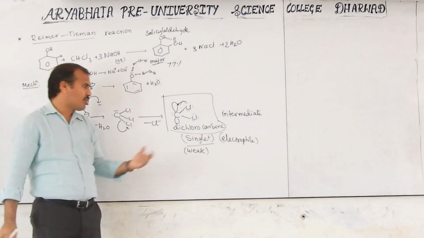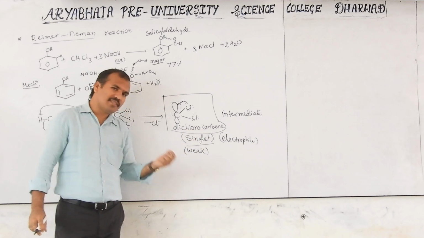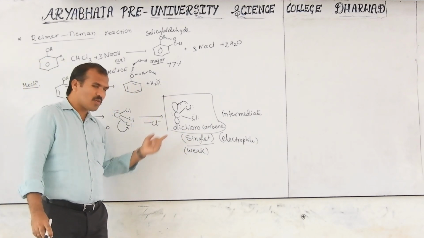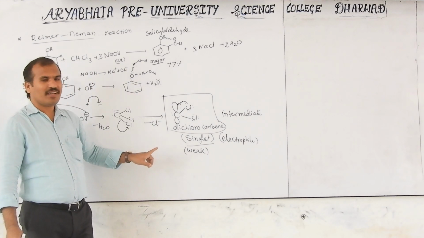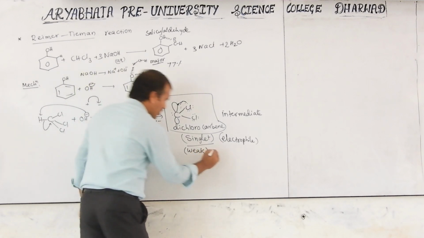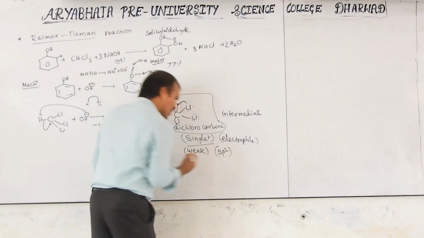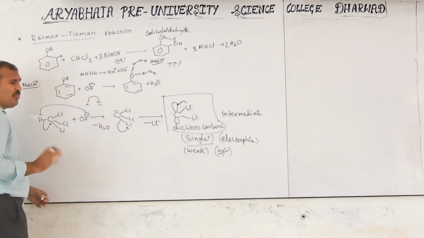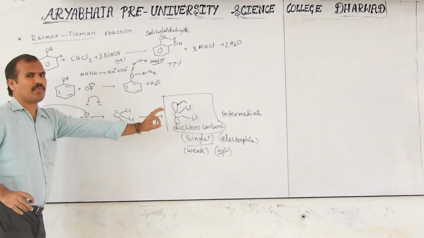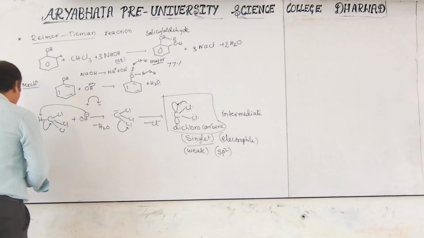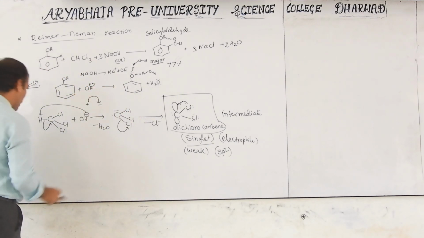Sometimes we ask whether dichlorocarbene is singlet or triplet. It is singlet. They also ask whether it is weak or strong, and sometimes the hybridization. This is sp2 hybridization. Everything is very important in this part. At the PUC level, simply knowing dichlorocarbene is the intermediate is enough, the remaining part is not that much. At the competitive level, each word is important.